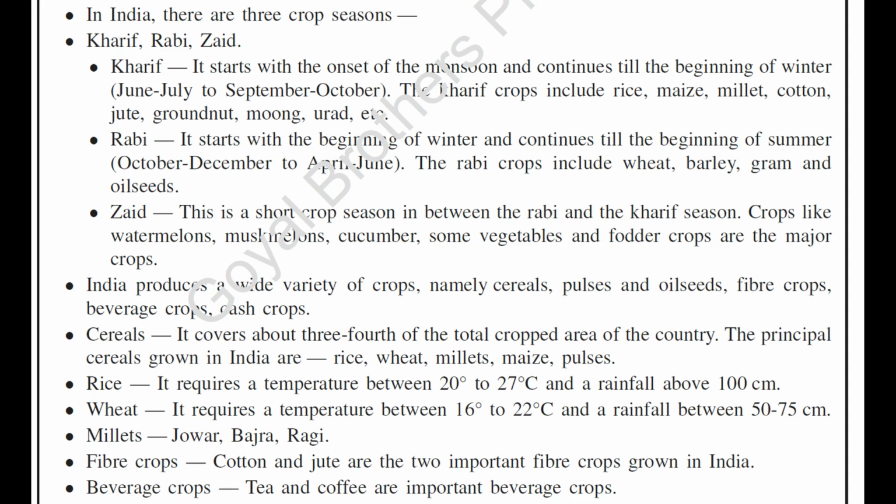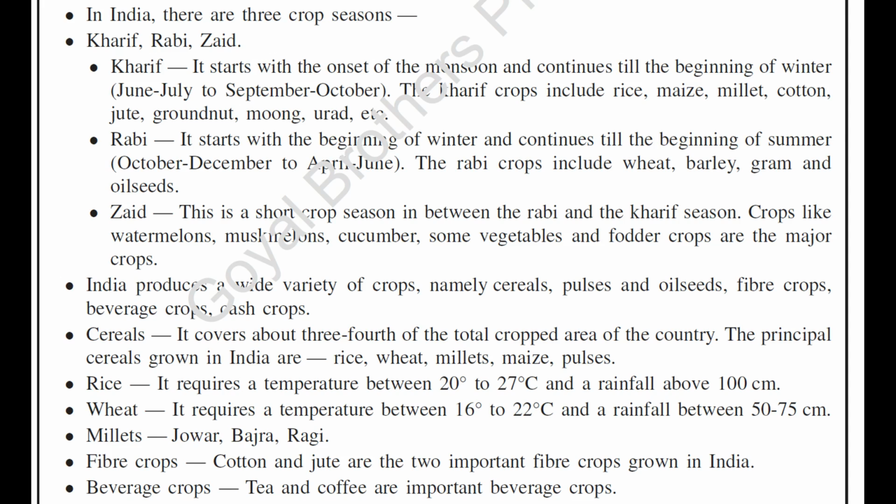Rabi. It starts with the beginning of winter and continues till the beginning of summer, October to December to April to June. The Rabi crops include wheat, barley, gram and oilseeds. Zaid. This is a short crop season in between the Rabi and the Kharif season. Crops like watermelons, muskmelons, cucumber, some vegetables and fodder crops are the major crops.